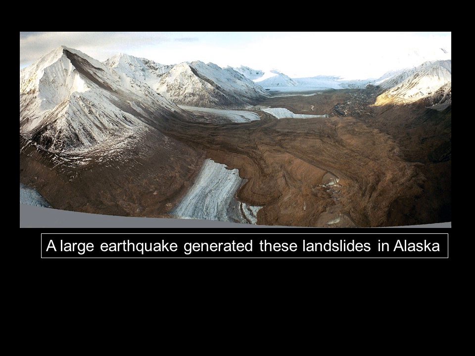Check this out. Boom. So there's a big earthquake in Alaska. This is maybe 10 years ago. Right here off this peak and right here off this peak, they both released massive landslides that cascaded off these mountains and dumped onto this glacier. Like, boom.